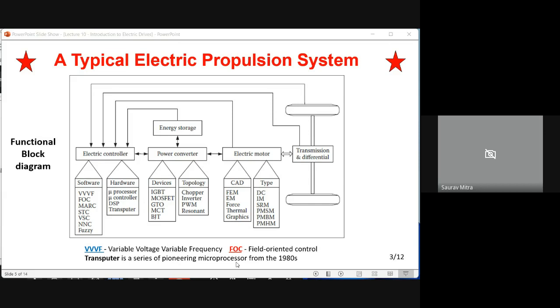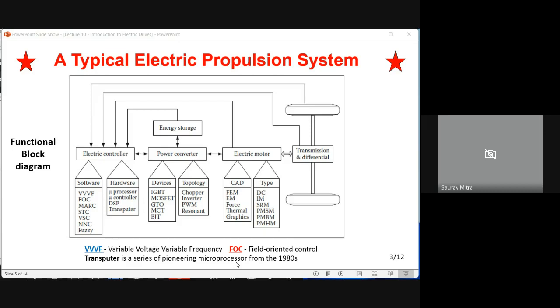All these parts, you have to explain mainly 5 parts. First part is the electronic controller. You have to write about software and hardware. Second part is the power converter. You have to write about devices and topology. So you can write the maximum about the power converter.